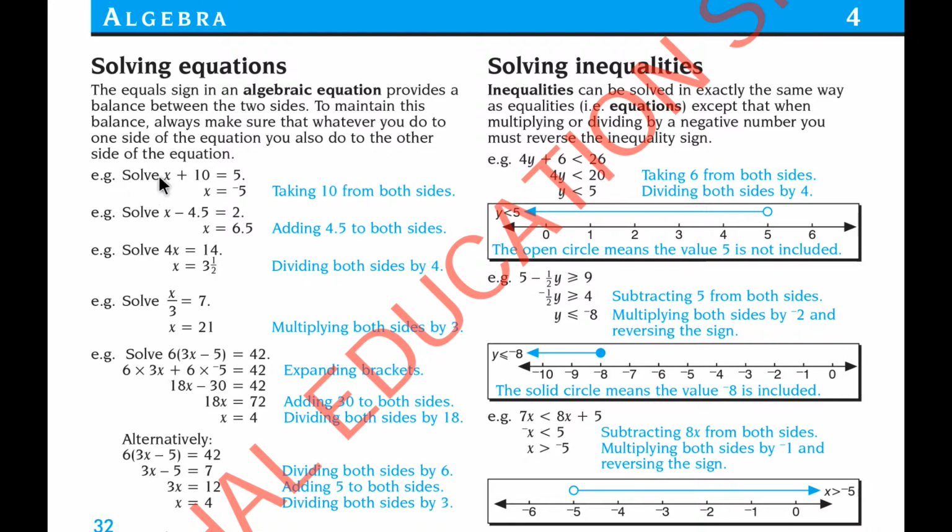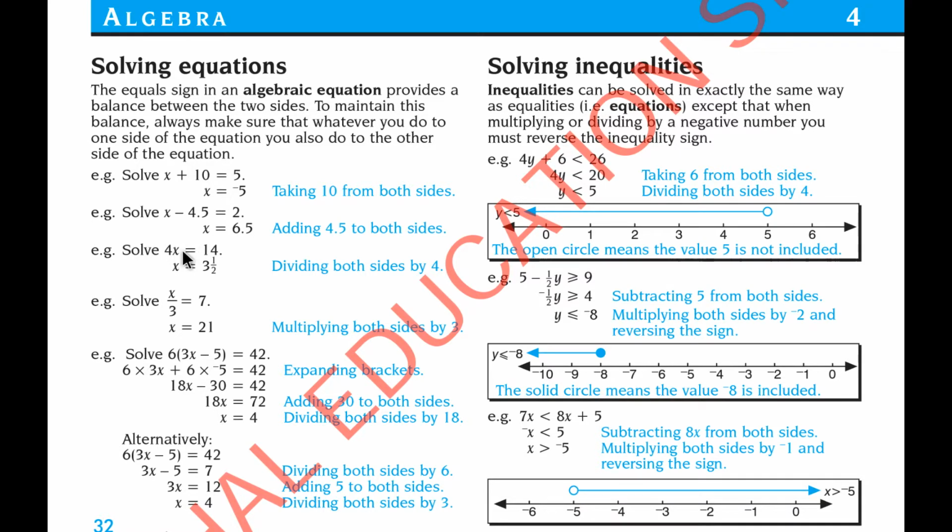Okay, example: x plus 10 equals 5. So you subtract 10 from both sides. Then 10 minus 10 cancels, that will be 5 minus 10. Answer is x equals minus 5. Now say you have x minus 4.5 equals 2. I'll show you my own system. What I'm doing is I'm pushing this one to the other side, then I write this number with its opposite operation. So 4.5 minus becomes plus when you shift it to this side, so x equals 2 plus 4.5. So the answer is x equals 6.5.